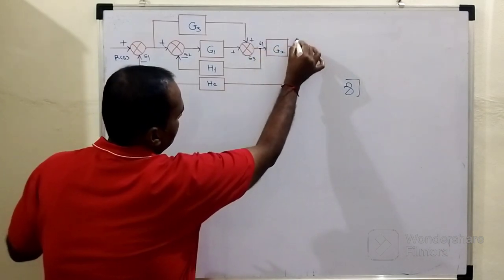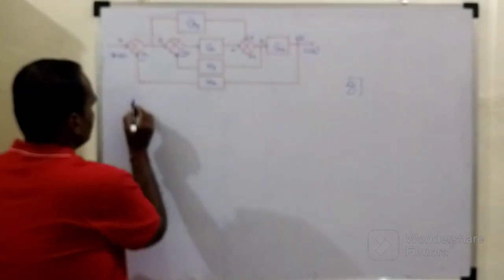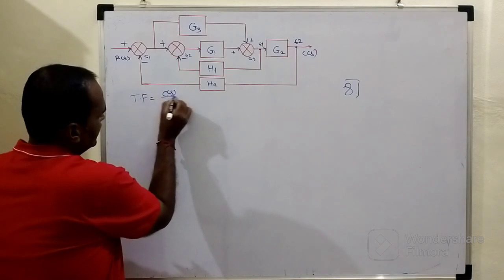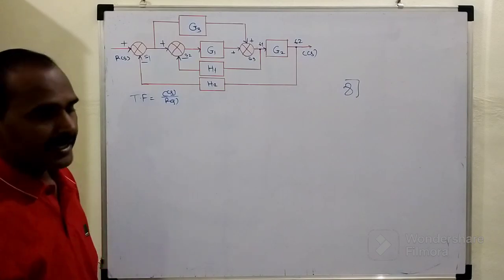T1, and this is takeoff point number 2, which is the overall output of that system. So we need to determine the transfer function, that is, the ratio of output to input in the S domain.